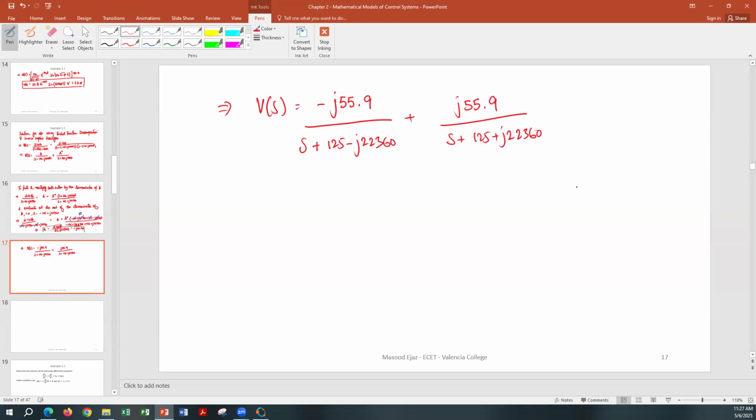Okay. How do you do partial fraction decomposition in MATLAB? Many of you already know about it. People who do not know about it, let's go ahead and show them as well.